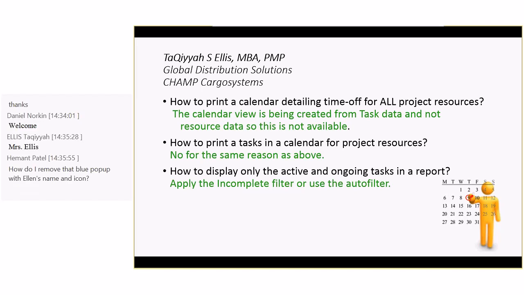I'm sorry, you can't. So what I do suggest is you filter on that resource, and then you can print it. You can copy it, paste it into Excel, and go ahead and print it. But I'm really sorry, you're not going to get a calendar view for this. And how do I display only the active and ongoing tasks in a report?